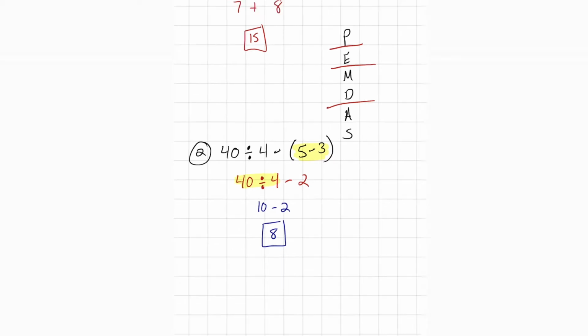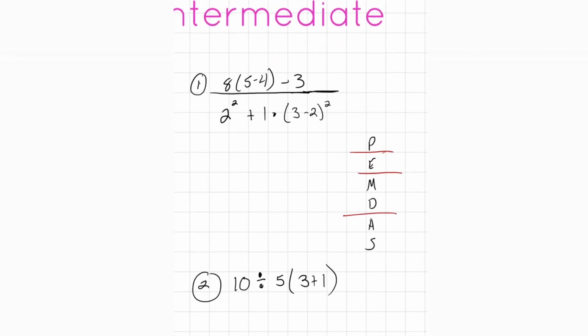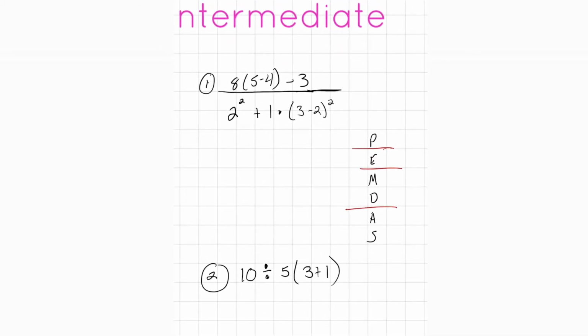Okay, so now from the beginner level, let's move on to some intermediate level problems. So these problems are a little more involved, have a little more to them, and we'll see what happens. So problem number 1 says 8 times (5 minus 4) minus 3, all of that divided by 2 squared plus 1 times (3 minus 2), that whole quantity squared. Whew. Okay, so that's a lot.